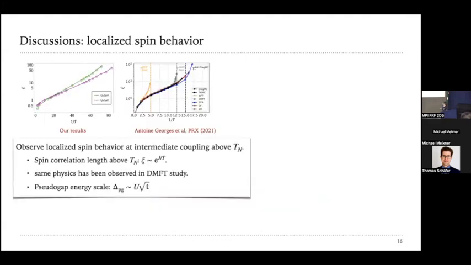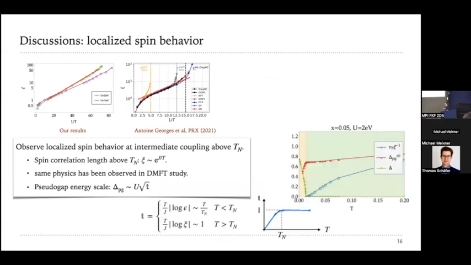So this is how it evolves, and I want to emphasize again that this strong pseudogap behavior is a consequence of the fact that the spin correlation length depends exponentially on inverse temperature. And this is also consistent with the numerical studies done by Anton et al. And from that, we immediately recover the temperature independent pseudogap behavior.